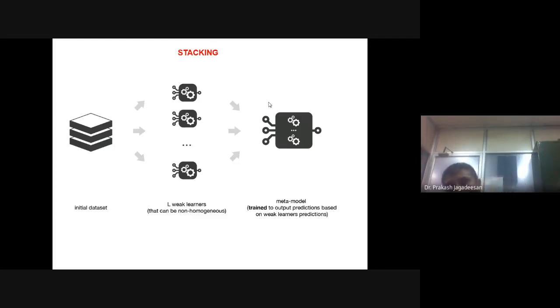In stacking, I use the same concept, but I won't generate L bootstrap samples. I use the same data set in all models. But here, the models need not be homogeneous. They can be heterogeneous, meaning I can use neural networks, support vector machines, or polynomial type models. Or I can use an RBF neural network, a feed-forward neural network, or a deep neural network. So in stacking, the structure can be heterogeneous.